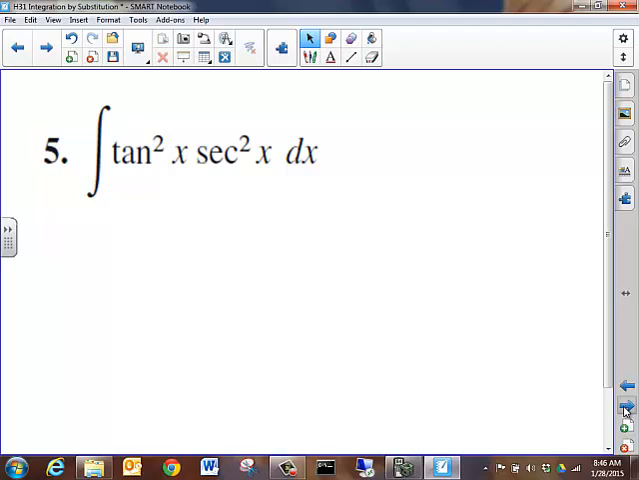And remember, when you finish, you should be able to take the derivative, or at least look at it and say, if I took the derivative, I can get back to where I started from.